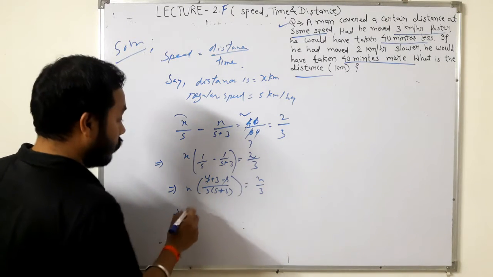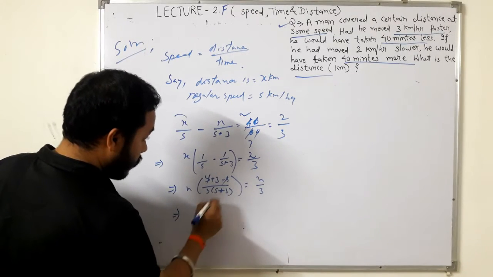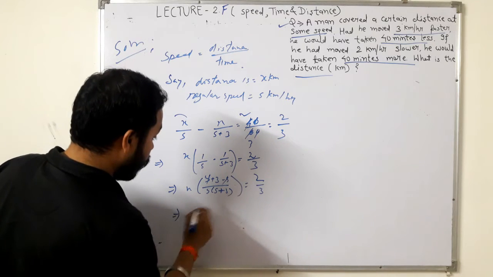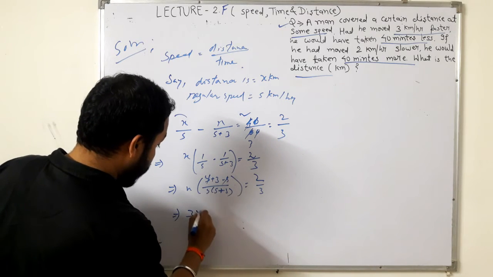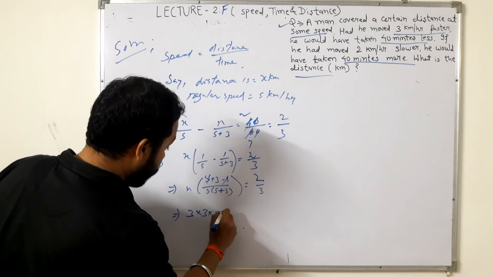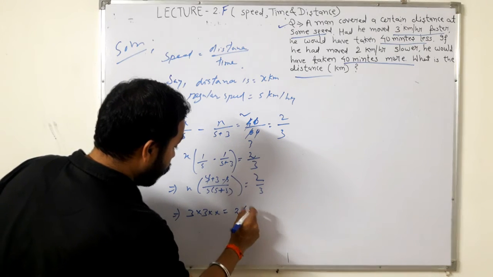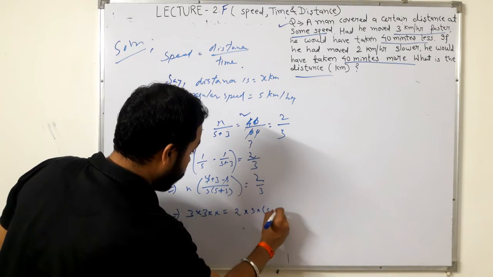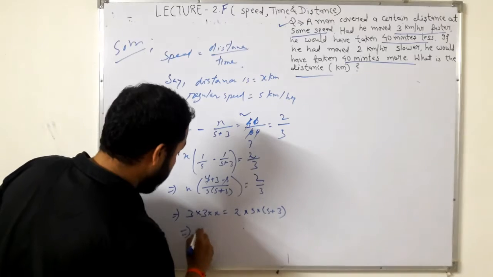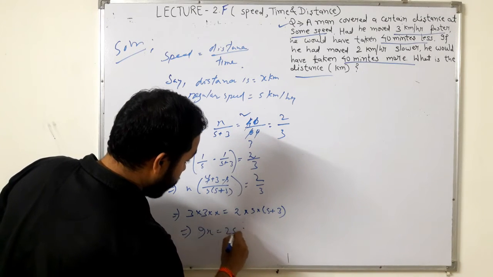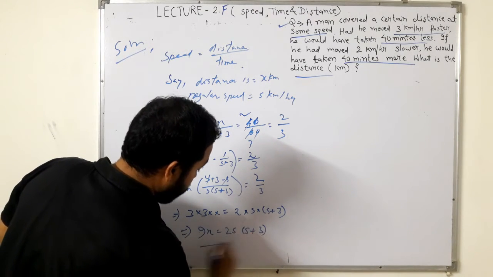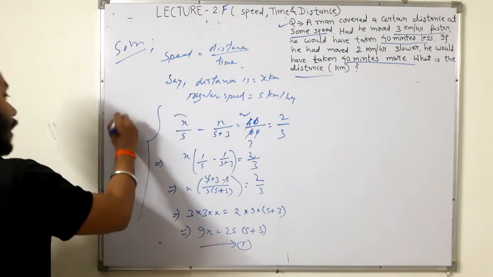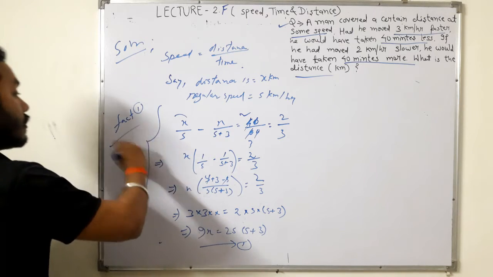So now on this side we have 3, so 3 into 3 into x is equal to 2 into s into s plus 3. So that is 9x is equal to twice s into s plus 3. This is equation number 1, from fact 1.